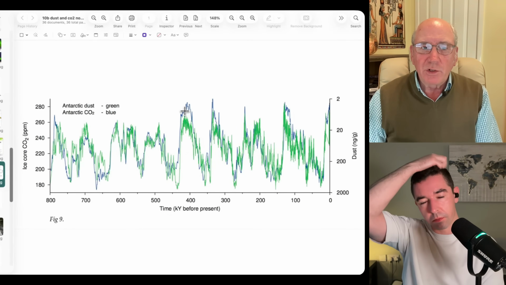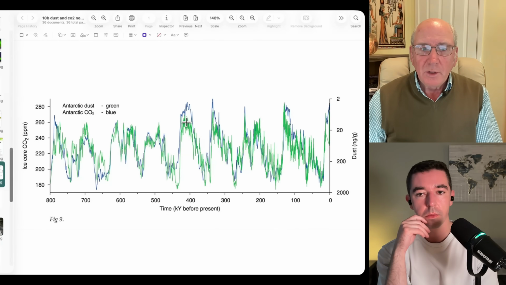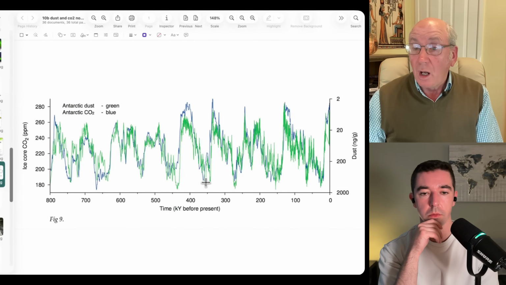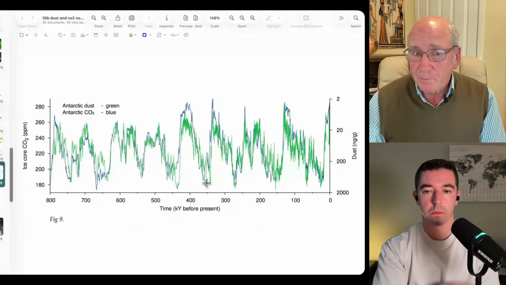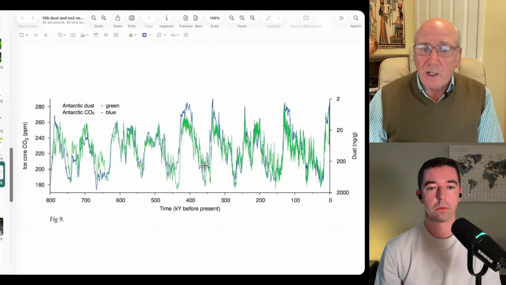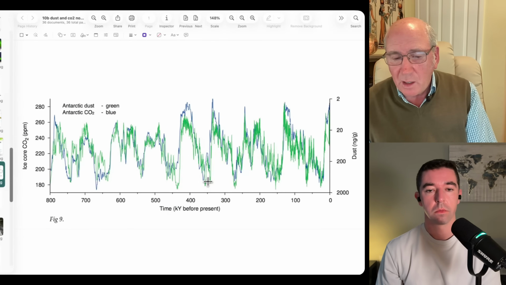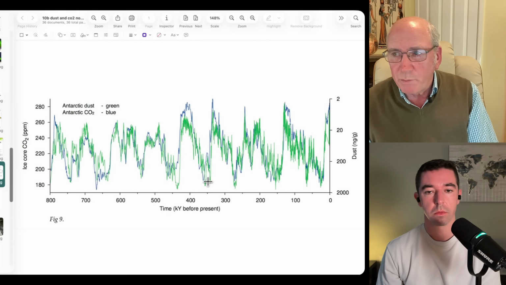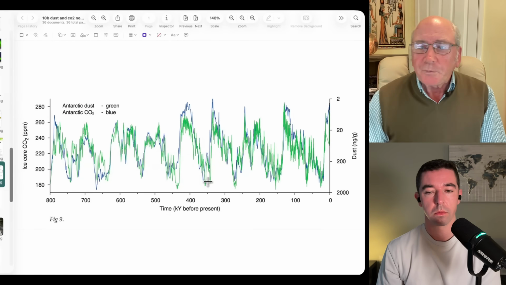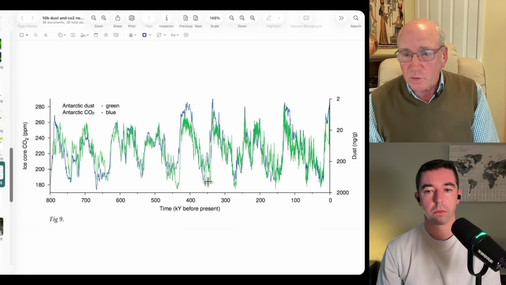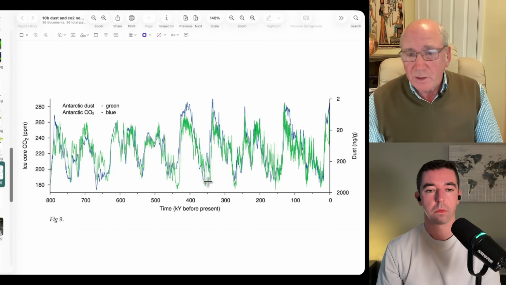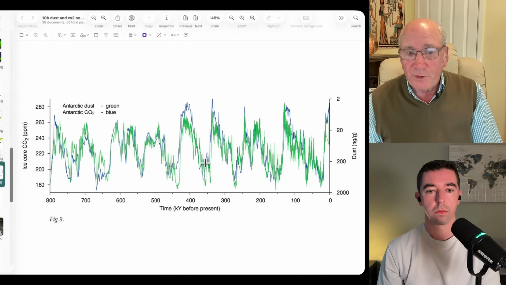So high CO2, less dust. Low CO2, loads and loads of dust. And it's proportional all the way down. One of my reviewers couldn't understand why this would be proportional. It's because we have mountains, we have upland areas. If the Earth was all flat, then you would not get this correlation in this fashion.